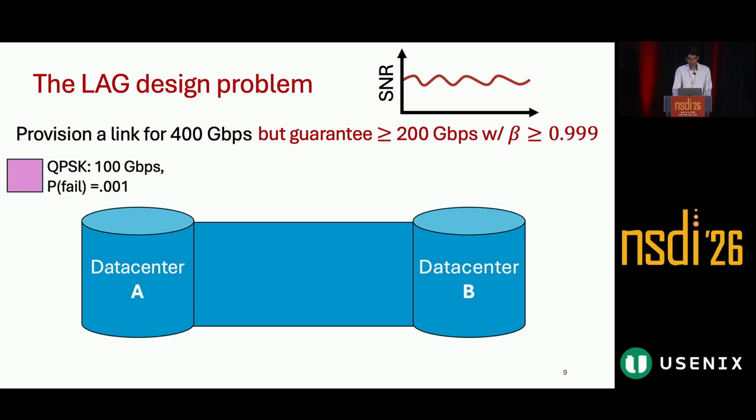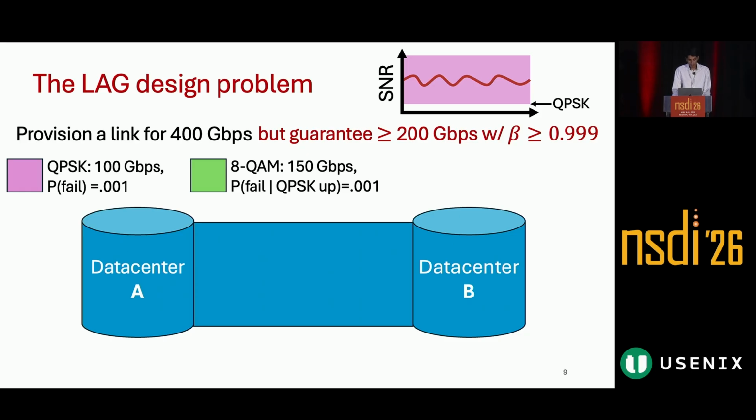And QPSK requires a low signal-to-noise ratio threshold to sustain, which makes it more reliable, as you can see on the top right. Then we have 8QAM, which can provide more bandwidth per wavelength, but is riskier. So given that QPSK is up, 8QAM may still fail with 0.001 probability.